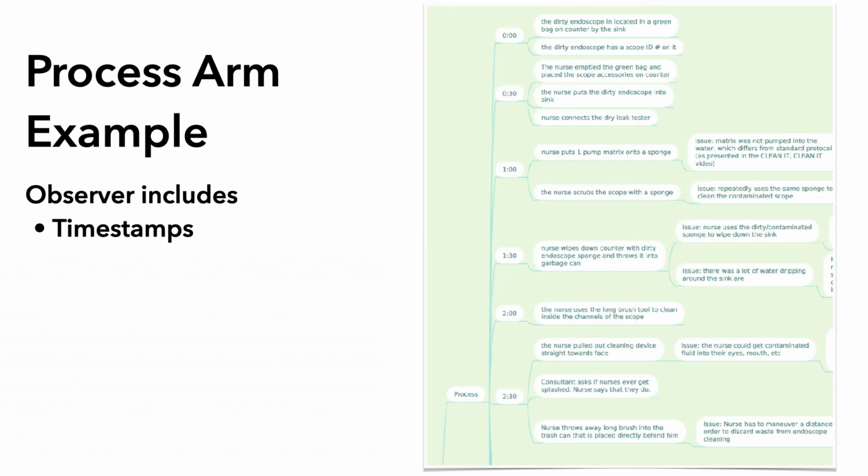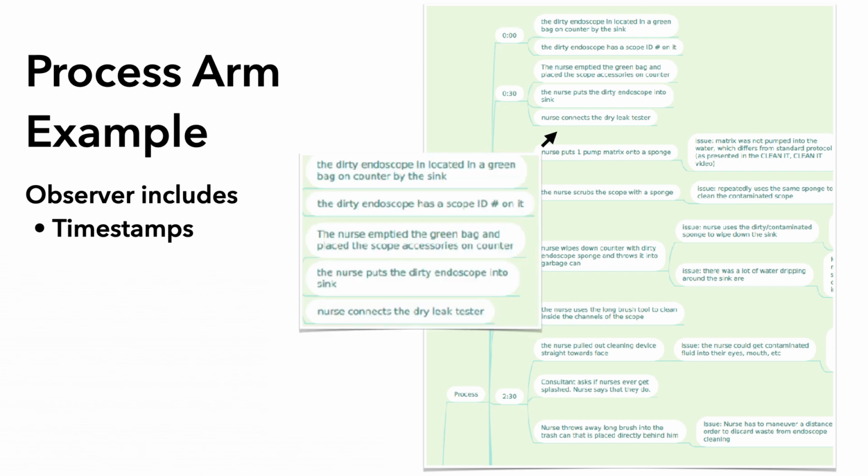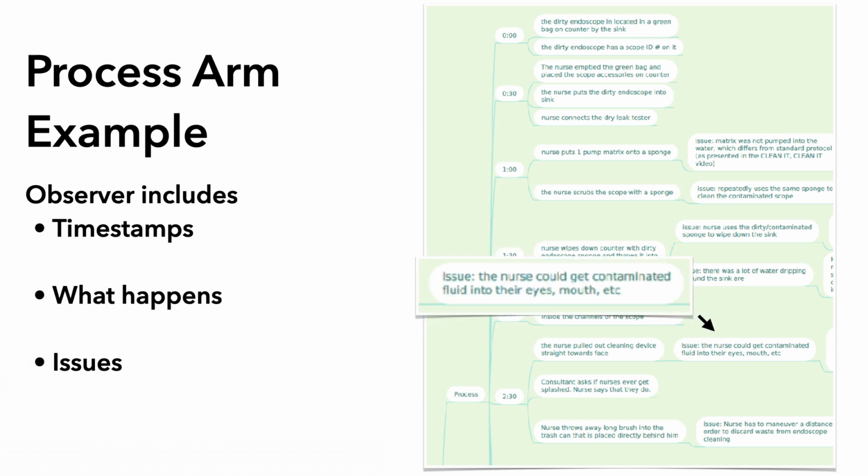This is an example of one arm of that mind map. So you notice this is the process arm. It says process on the left-hand side there. And you notice how the observer has included timestamps. And then to the right of those timestamps, linked off as a branch, they've captured what happened. And then in some cases, not all, they've captured an issue or something that struck them as odd, or a question they want to ask. So this is our capture in the mind map of the process. And you carry on to do the whole process from the beginning to the end. You may see multiple processes, and you have multiple mind maps for those.